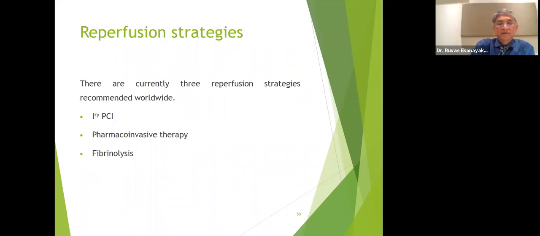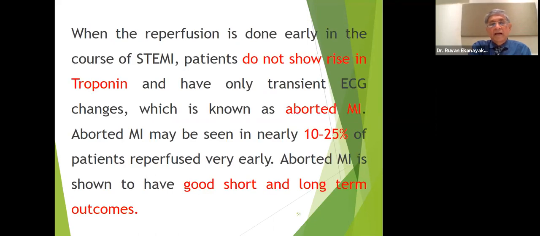Now, the reperfusion strategies, we have three. We can go in for primary PCI, we can have what is called the pharmacoinvasive therapy, and we can have fibrinolysis. Now, when reperfusion is done early in the course of STEMI, patients do not show a rise in troponin and have only transient ECG changes, which is known as aborted MI. That is, the myocardial infarction can be stopped, if reperfusion is done very early in the clinical course.